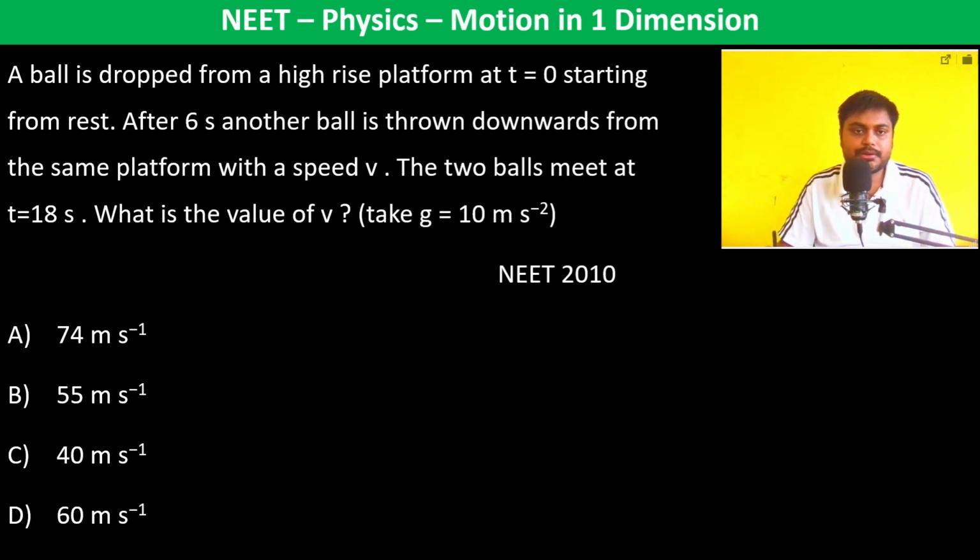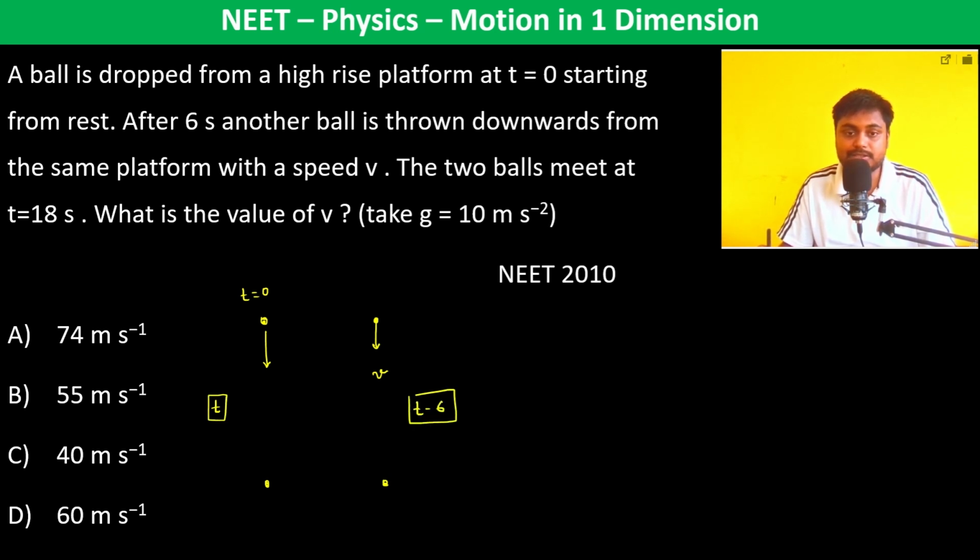A ball is dropped from a high rise platform at t equal to 0. This is the ball and it is going below, starting from rest. After 6 seconds another ball is thrown downwards from the same point with a speed v. So here the speed is v and it is thrown after 6 seconds. If both of them meet here, this ball has traveled for t seconds but this ball has traveled only for t minus 6 seconds. For this the initial velocity was 0, and for this the initial velocity is v.